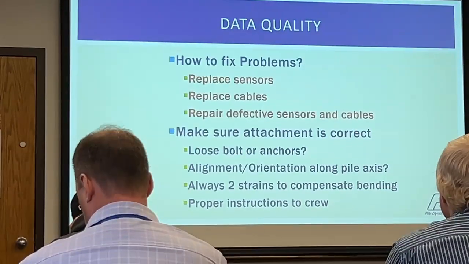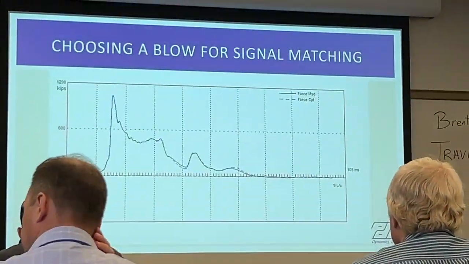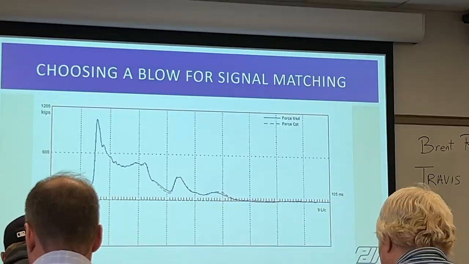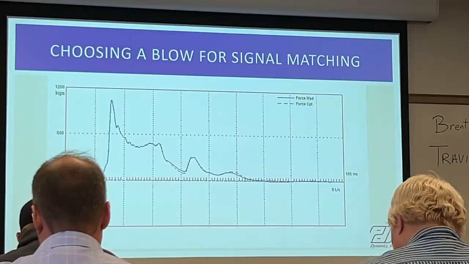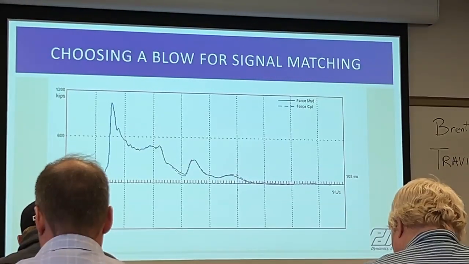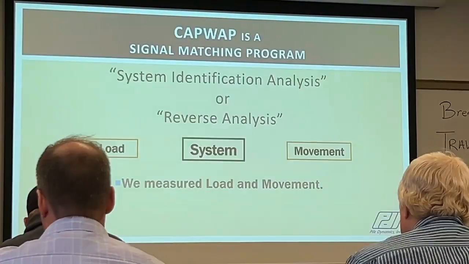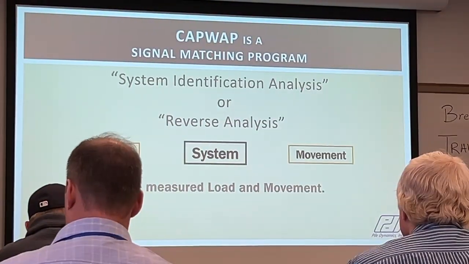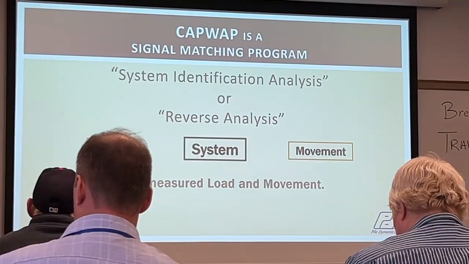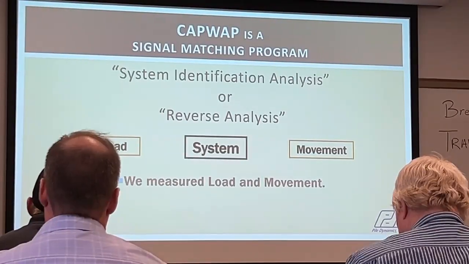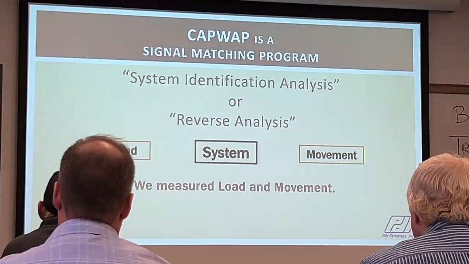How do we fix the problems? Again, it's only something we can really do in the field that is similar to GRL WEAP, but instead of modeling the hammer, we're taking what we measured from the field and using that as our force and movement inputs for the numerical model. Any questions on choosing a blow? Any questions on reviewing data or the field aspects of seeing a PDA report before we move into signal matching?